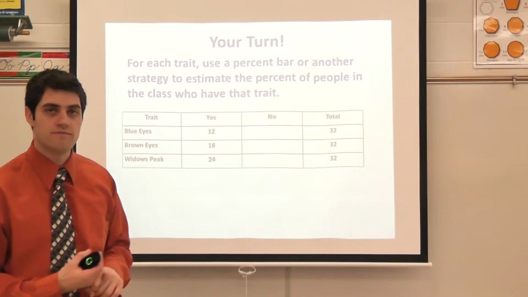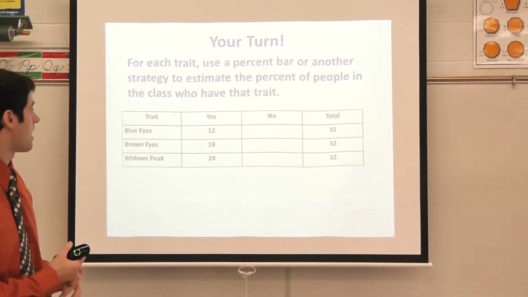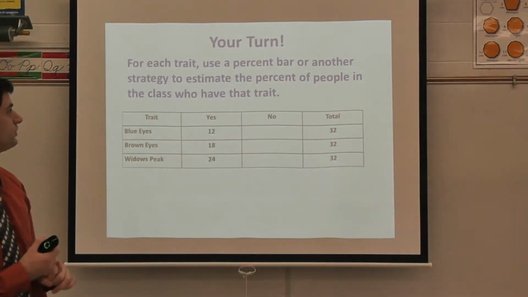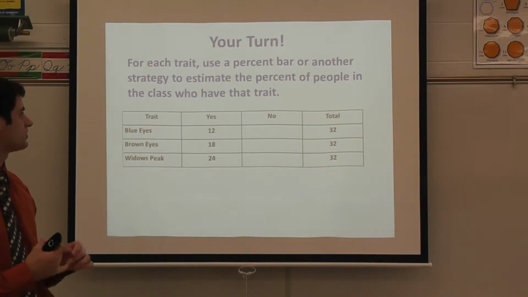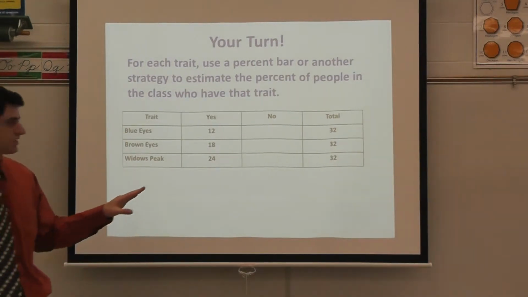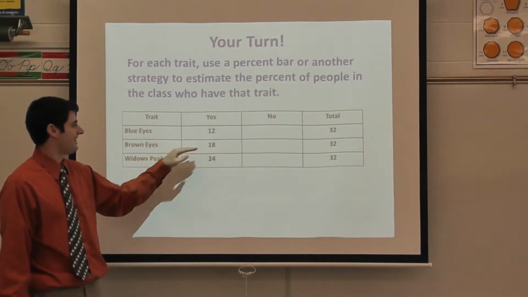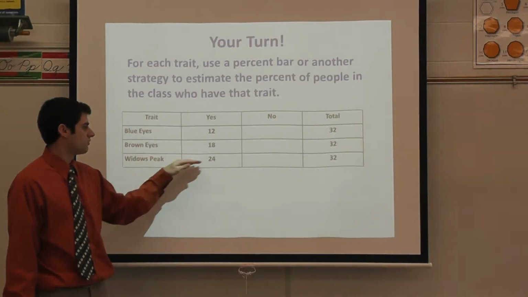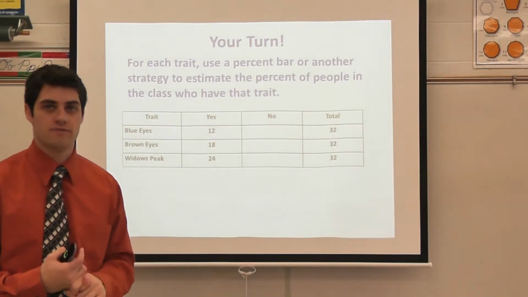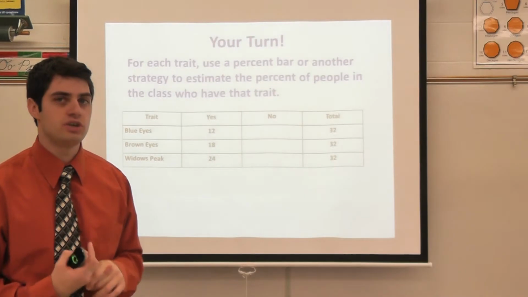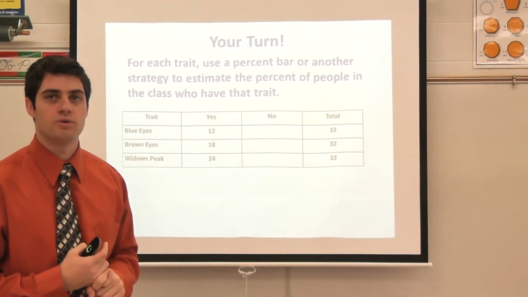Okay, let's take a look at another one. Go ahead and grab your pencil. Go ahead and grab out that piece of paper, and let's take a look at your problem. It says for each trait, use a percent bar or another strategy to estimate the percent of people in the class who have that trait. So in this class there are 32 total students. 12 of the students have blue eyes, 18 of the students have brown eyes, and 24 of the students have a widow's peak as their trait. So again, there's multiple strategies that you can use to try and solve this problem. Go ahead and pause this video and we'll see what you come up with.